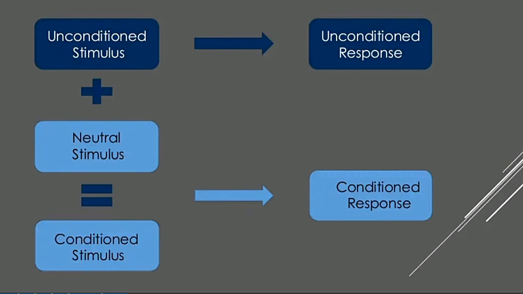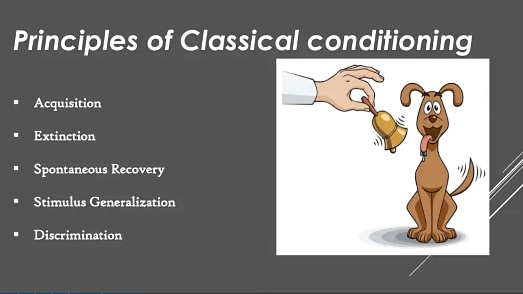Here is an example. Unconditioned stimulus plus neutral stimulus equals conditioned stimulus. And this is equated to conditioned response. Unconditioned stimulus is also equated to unconditioned response. The principles of classical conditioning: acquisition, extinction, spontaneous recovery, stimulus generalization, and discrimination.